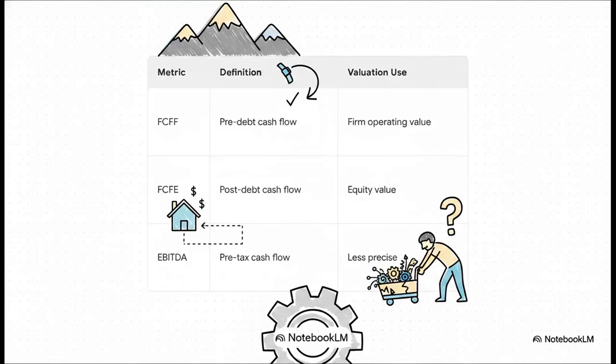Now, you might be wondering how FCFF stacks up against other metrics you hear thrown around on the financial news. Well, while FCFF finds the firm's total operating value, FCFE, free cash flow to equity, subtracts all those debt payments to figure out what's left purely for the shareholders. And then there's EBITDA, which is pre-tax and totally ignores the money a company has to reinvest just to keep the lights on. That's why, when we want to value the whole mountain, FCFF is absolutely our preferred gear. It accounts for taxes and capital expenditures, making it a way more precise tool for long-term valuation than EBITDA.